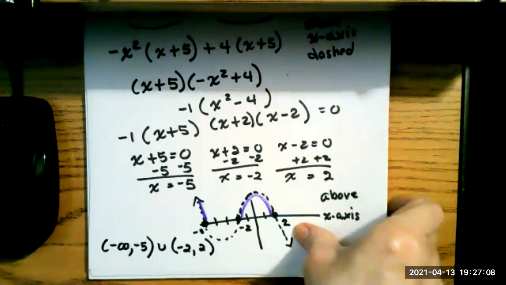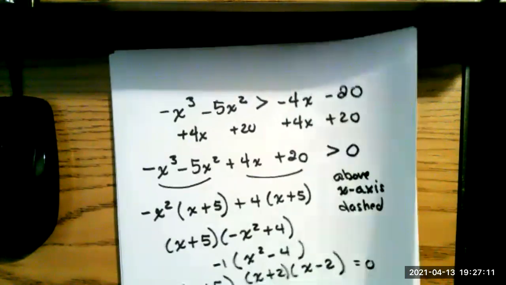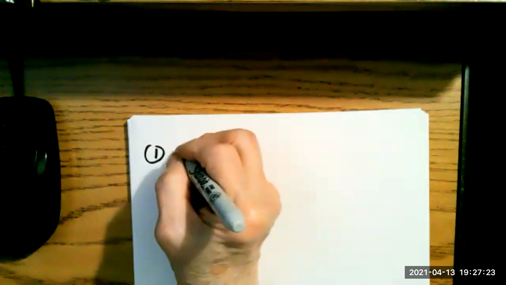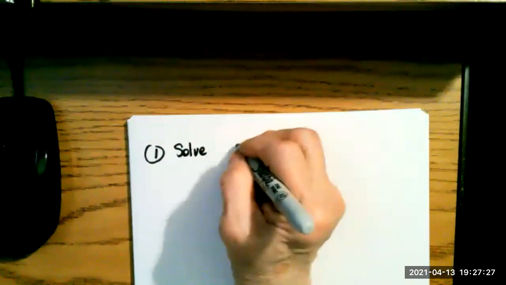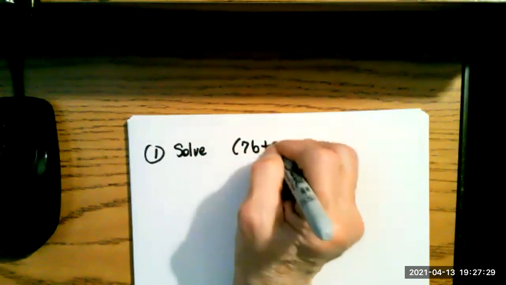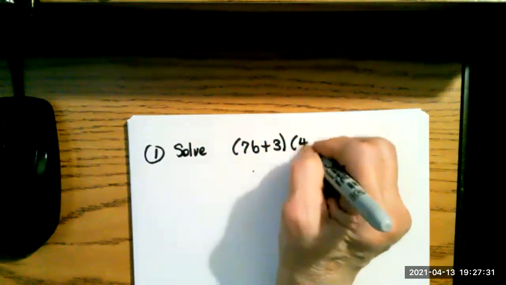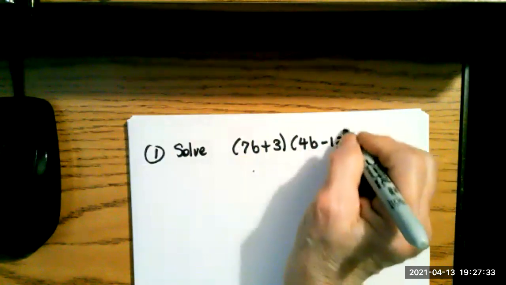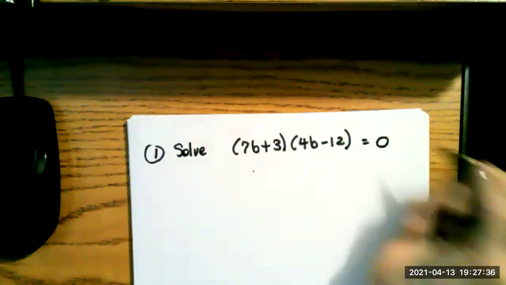That's what we're going to have from this section. The first part of it is just factoring. And if you already know how to factor, you don't have to watch this part if you don't want to. The first part is to solve, and you have to factor to solve. So it's 7b plus 3 times 4b minus 12 equals 0.